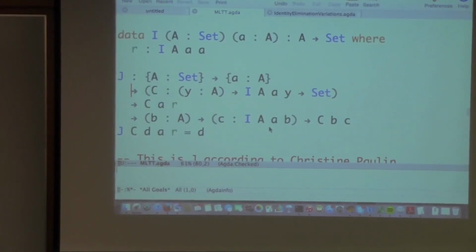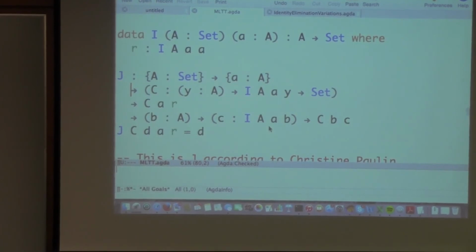And of course the miracle is that this kind of thing goes quite far. It turned out that this J operator, or actually the other one I think people were working with, was able to derive all this complex structure that people work with in homotopy type theory, the weak omega groupoid structure of the iterated identity types.